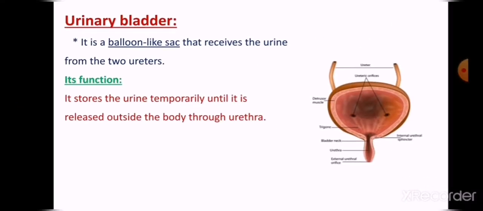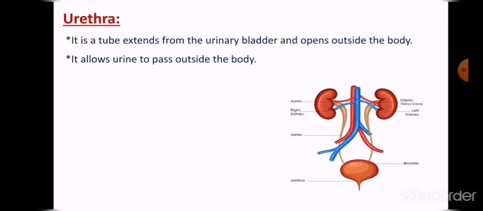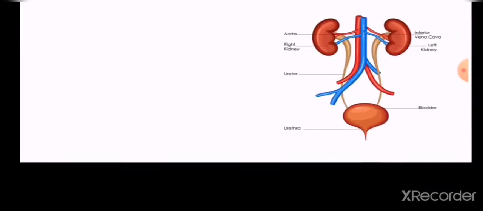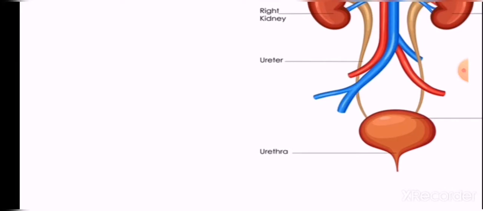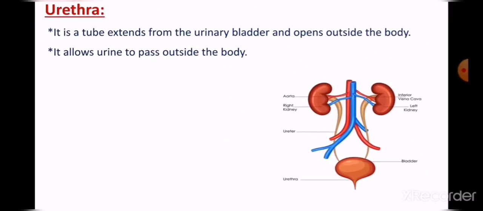So the urethra is a tube that extends from the bladder to get rid of the wastes, or get rid of the urine. It is a tube that extends from the bladder and then opens outside the body. So the function of the urethra is to allow the urine to pass outside the body, because it's a tube that opens outside the body.